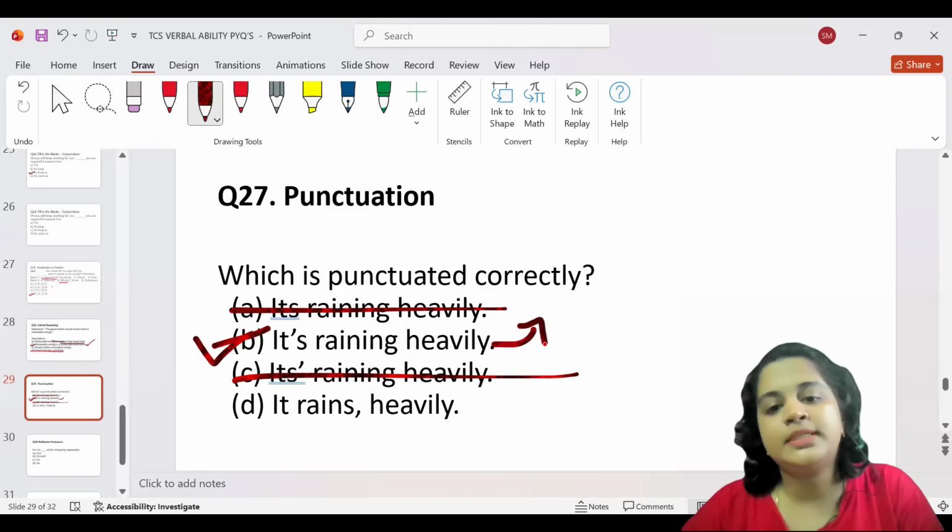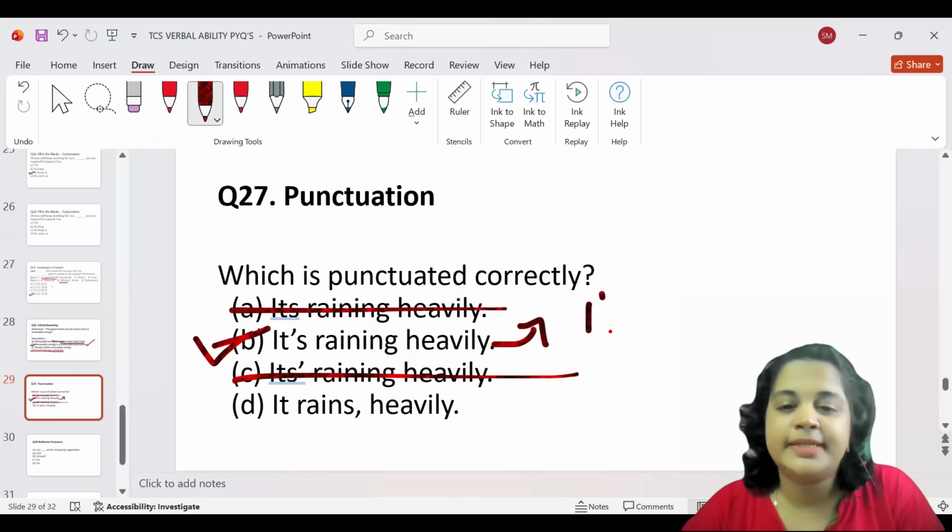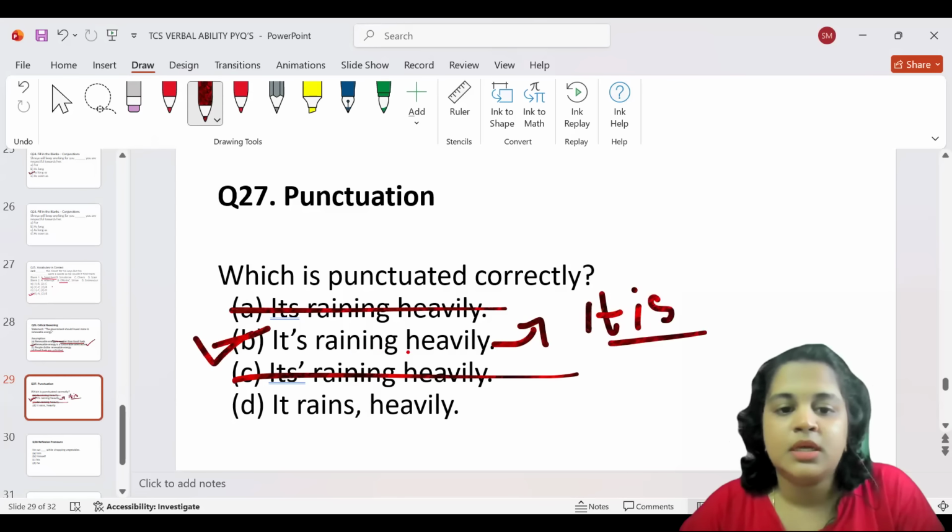If you split it and read it, I think you'll be able to understand. It is usually depicted as it's, right. It is raining heavily. So option B is correct.